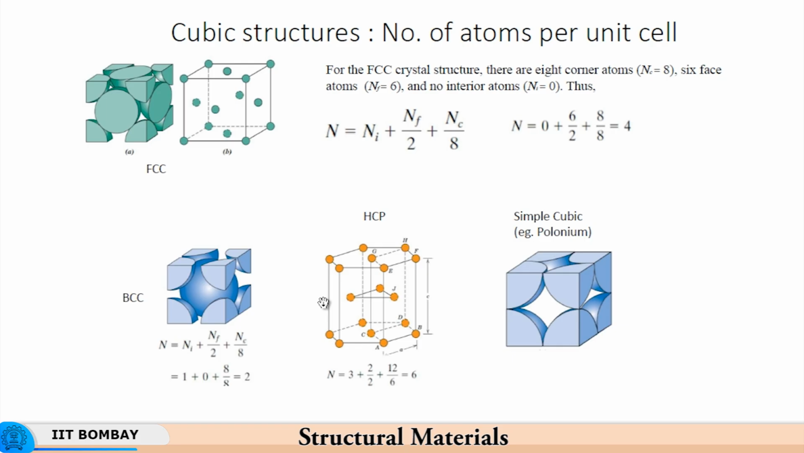For body centered cubic, you have an internal atom. There is nothing on the face, so Nf is 0, and then you have 8 corner atoms, which makes it 2 atoms per unit cell.